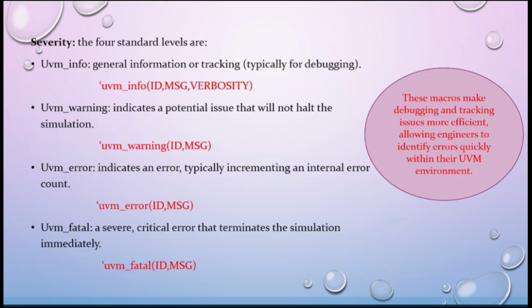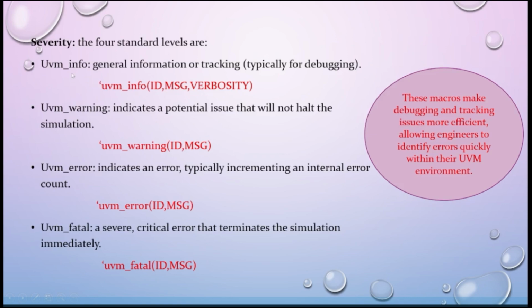As I already told you, severity is nothing but the inbuilt reporting macros within the UVM report object, right? So let's see what each reporting macro does. Here we have four reporting macros: UVM_INFO, UVM_WARNING, UVM_ERROR, and UVM_FATAL. So these are the four reporting macros, right?